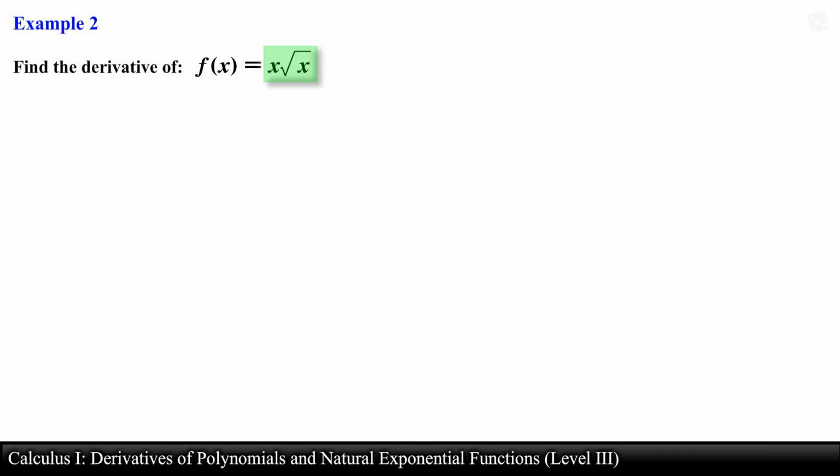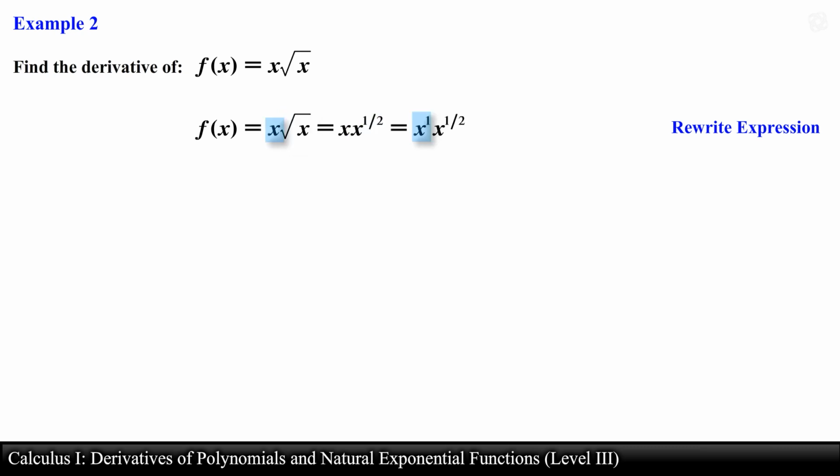At first glance, it seems that it would be impossible to find the derivative with the current rules learned from the previous videos. Taking a closer look at the function and recalling that radical functions can be rewritten into fractional powers, we can actually simplify this function into a derivative-friendly form. The radical function can be rewritten as x raised to the power of 1/2. Also notice that you can think of the linear function as x raised to the power of 1.